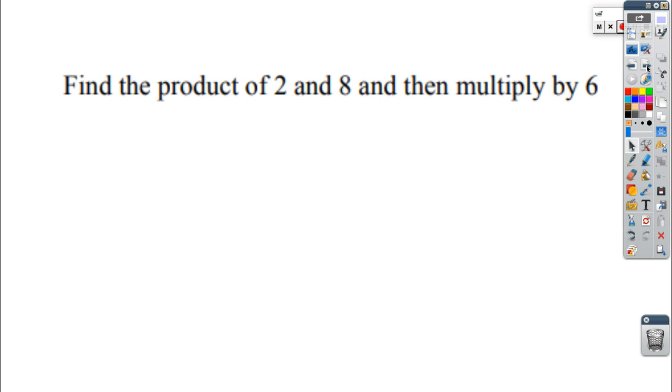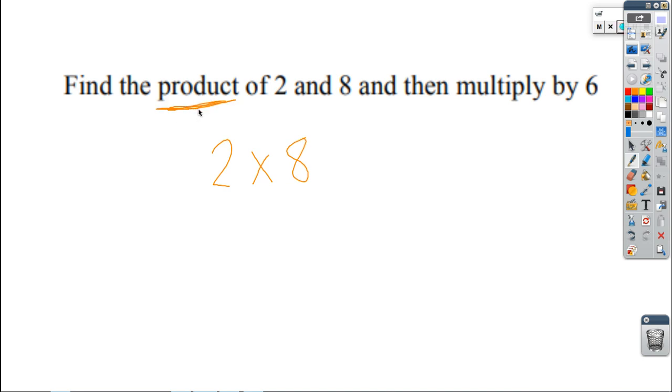So here we have find the product of 2 and 8 and then multiply by 6. What do you think our expression would look like here? So we're going to start with 2 times 8 because product is a key word for multiplication. And then it asks me to then multiply by 6. But remember, I can throw parentheses around this part, and that's going to show me to start there. 2 times 8, then multiply by 6.